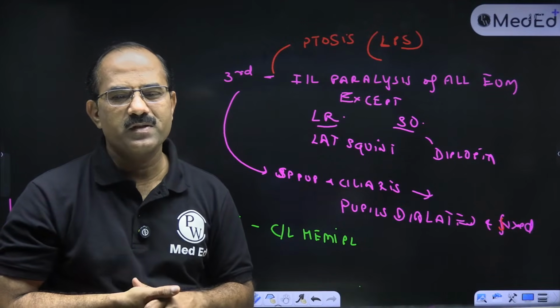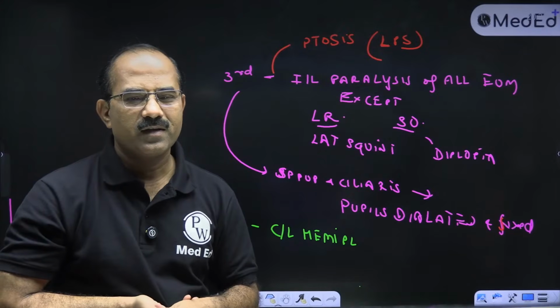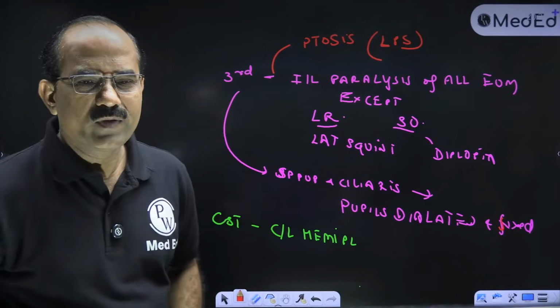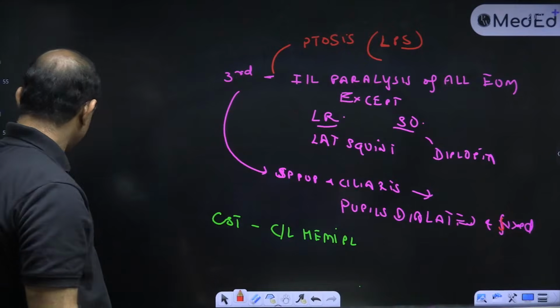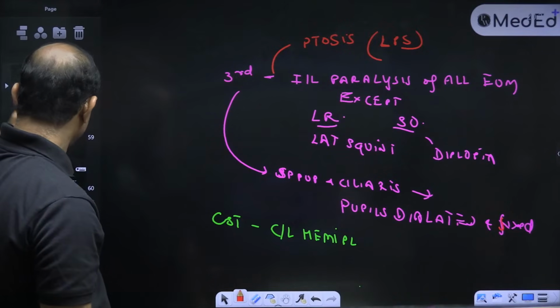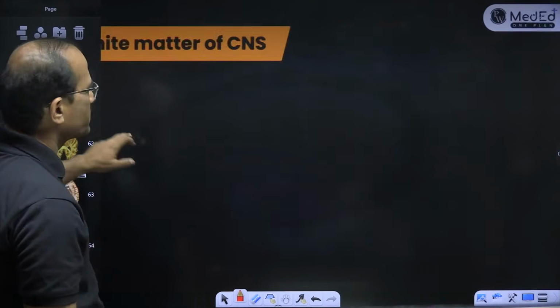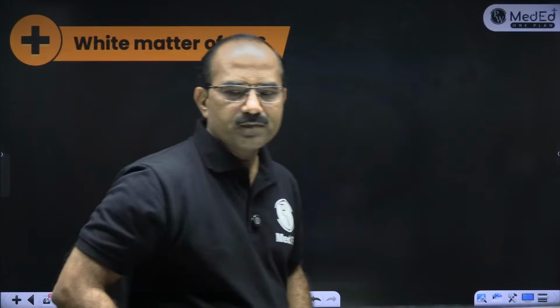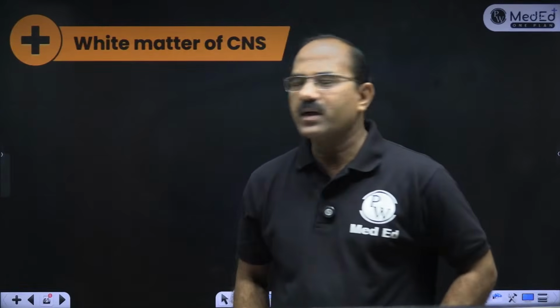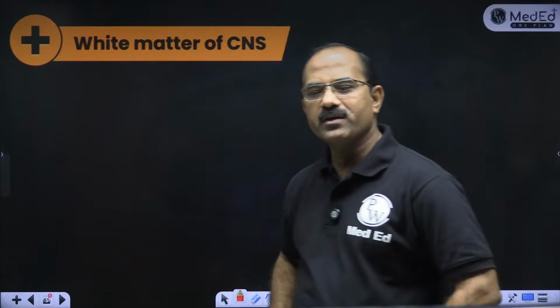Passing marks 50%, बच्चे, 50%. Clear to all of you? So ये 3-4 syndromes हैं, वो याद रखना. Just don't remember everything. Just remember the main syndromes. Fine. Then we come to the white matter of the brain.